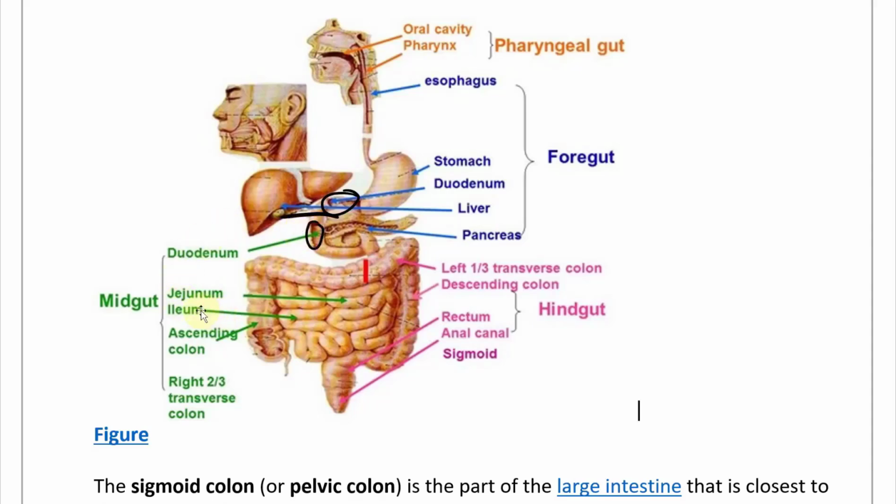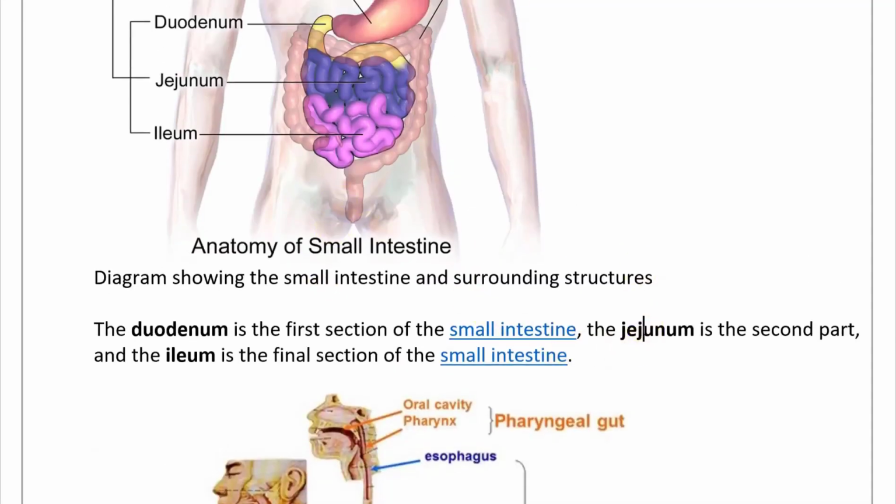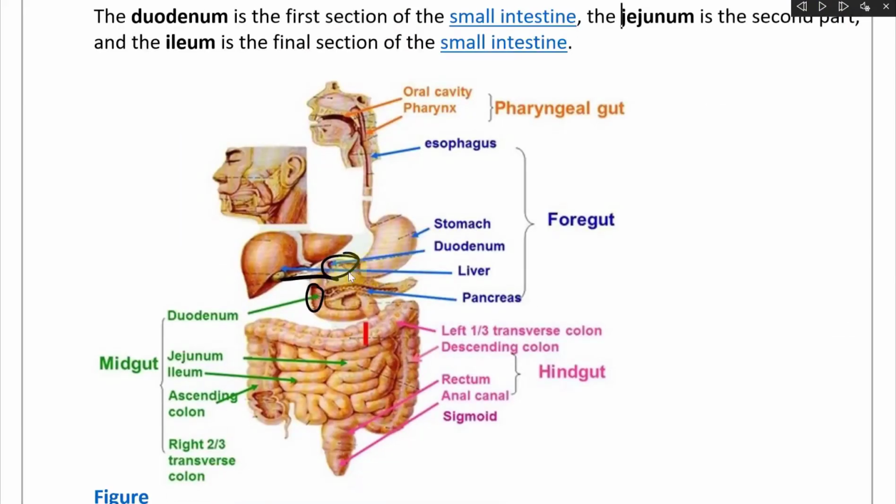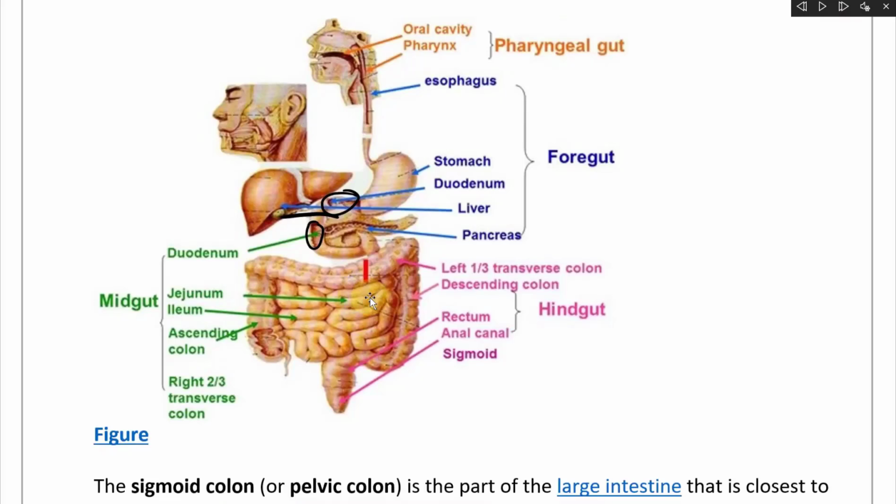Then you have the jejunum, let's see that again, pronunciation here. Jejunum. So they have the jejunum over here. That's the first part over there of the small intestine. Then there's the ileum, the second part over there. And now you have the ascending colon. This is also considered part of it according to this classification system right here. So then the midgut, the last part is the right 2/3 of the transverse colon.